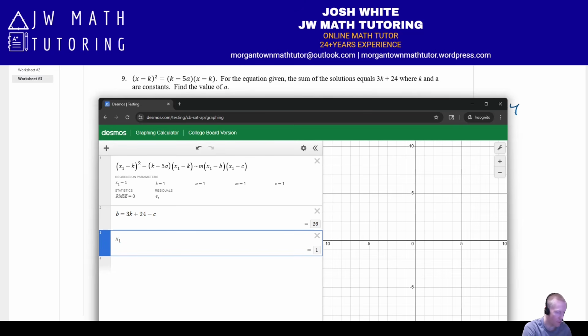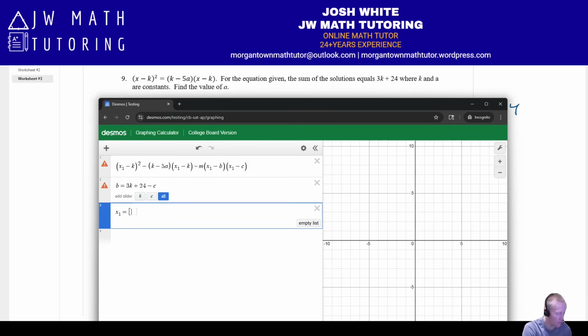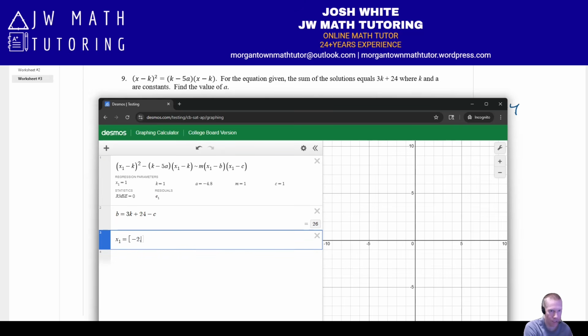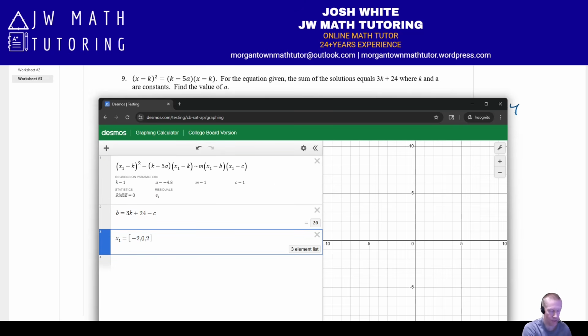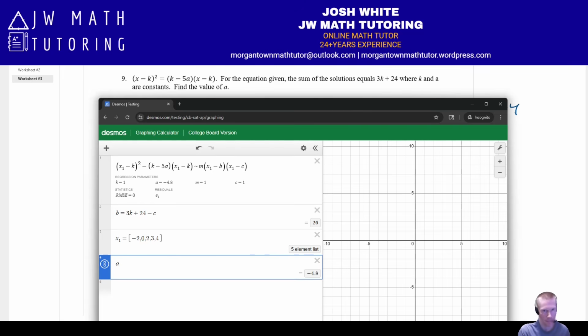Now, I need to put in my list for x1 to tell Desmos to treat x1 as a variable. I like negative 2, 0, and 2 because I get a positive, a negative, and 0. That really helps with these quadratic type regressions. And then notice it's now honed in on a equaling negative 4.8 or negative 24 over 5, the exact same answer we got when I did it by hand. So this is how you could solve the entire thing in Desmos.